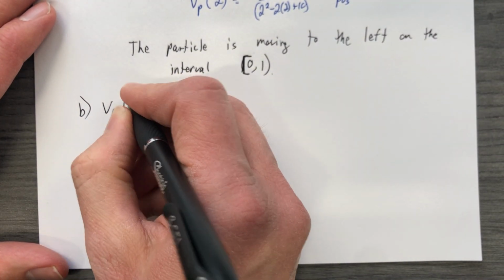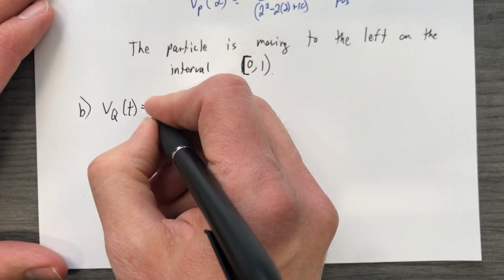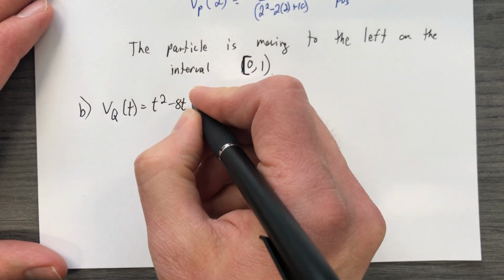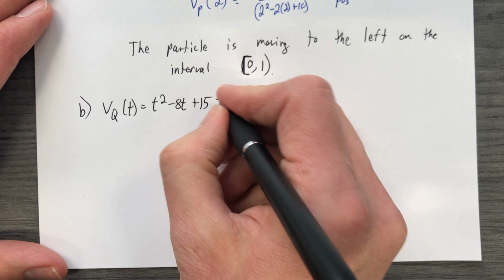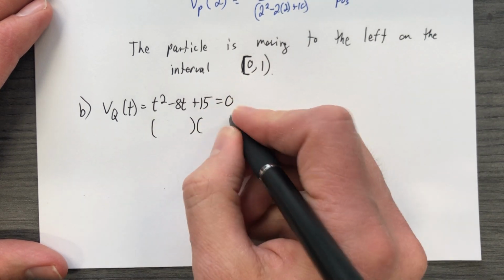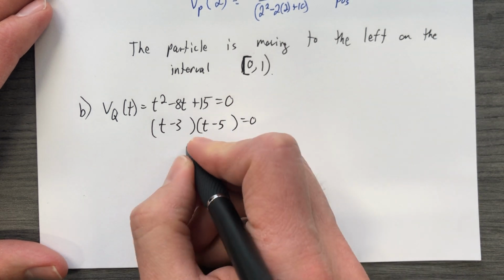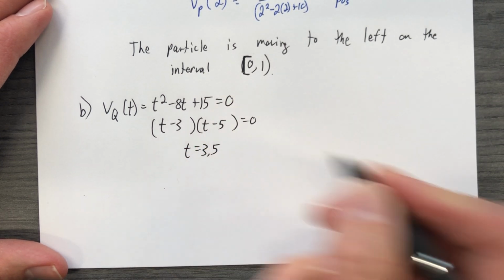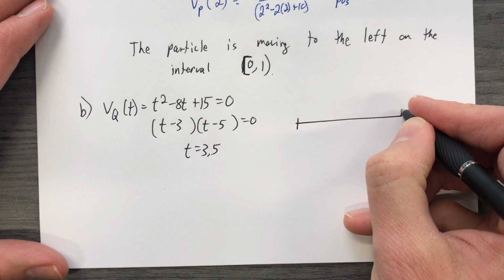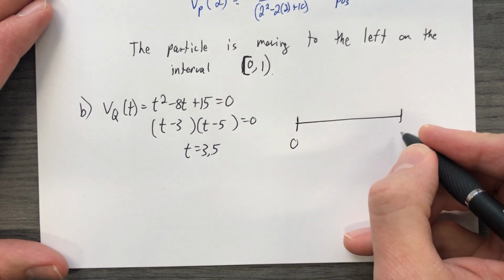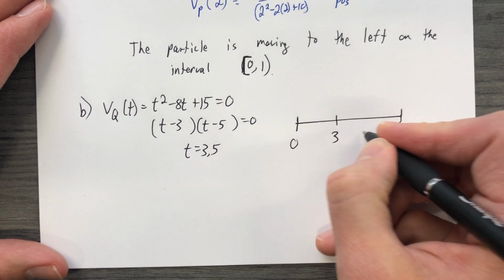Velocity of Q as a function of time is t squared minus 8t plus 15. And we're going to set that equal to 0 and we're going to solve it. So (t minus 3)(t minus 5) equals 0. So t equals 3 and 5. We're going to do the same thing, same number line deal. 0 to 8, 3, 5.